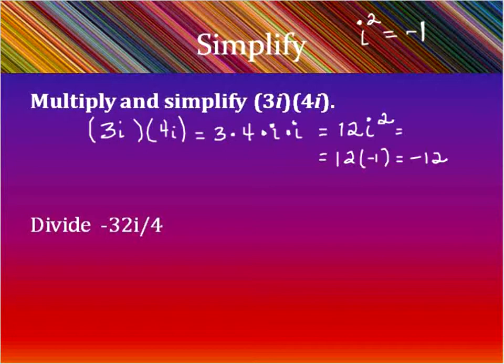And last but not least, I'm going to divide -32i divided by 4. So that's just dividing the numbers, and you have the i here. So that gives you -8i as your simplified answer. There's no simplifying any further because we leave i. We don't replace the i with the square root of -1. We leave it as an i. Anything higher than i, though, we do simplify further, like i squared, i to the third, i to the fourth, and I'm going to talk about all of those next.